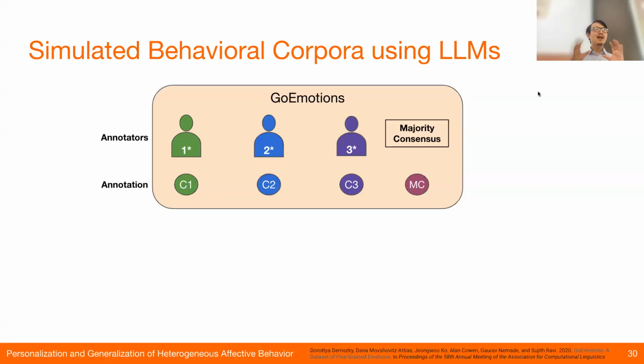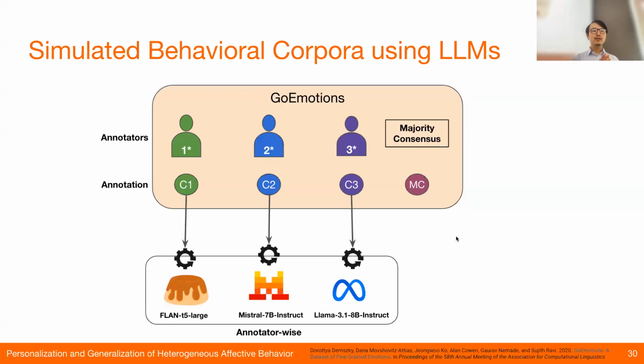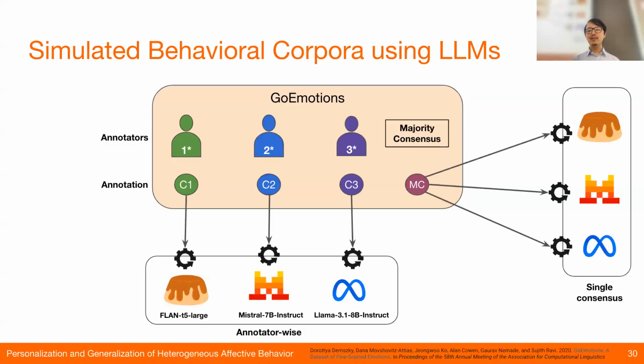We divided the whole dataset into the fine-tuning set and the test set. We fine-tuned the behavior of the LLMs to simulate human behavior, and we tested the annotation behavior on the test set, or the held-out set. We trained the LLMs in 2 different ways. The first one is annotator-wise, where we trained each LLM using individual annotations from the GoEmotions dataset. In addition, we also trained them using single consensus, where all of the LLMs were trained on the majority consensus.